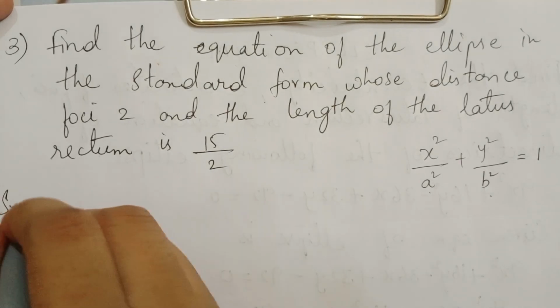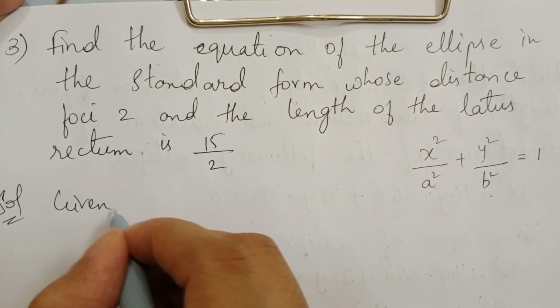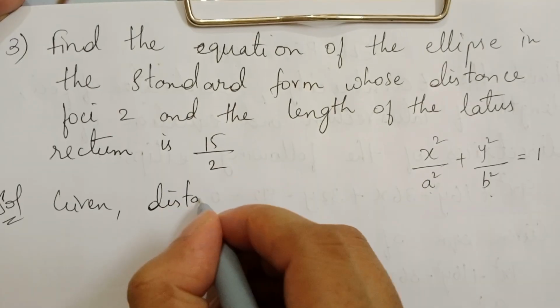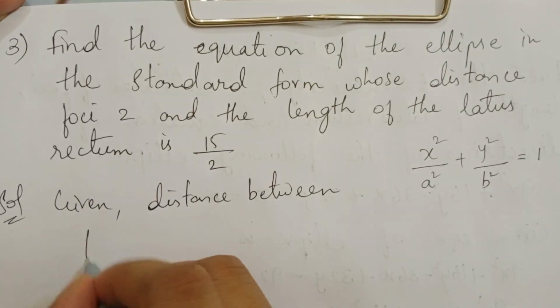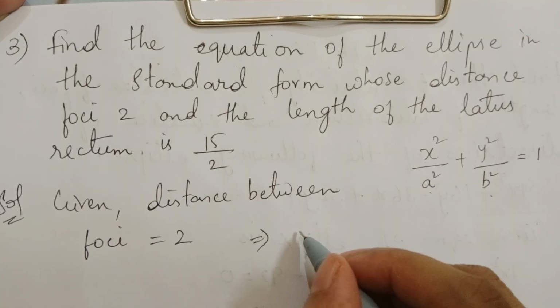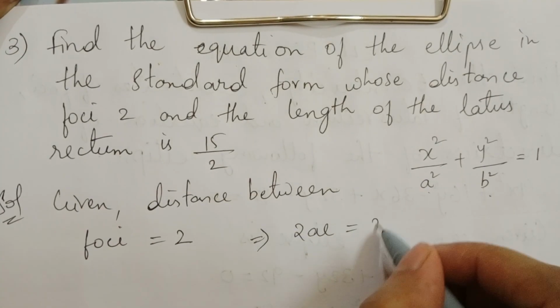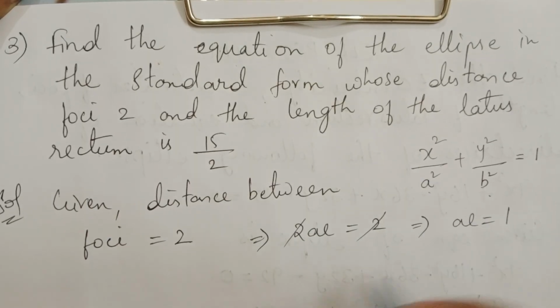Okay. So for that we are having two values. First, the distance between foci is given, which is equal to 2. Distance between two foci is given by the formula 2ae is equal to 2. Cancelling 2 on both sides, we get ae is equal to 1.